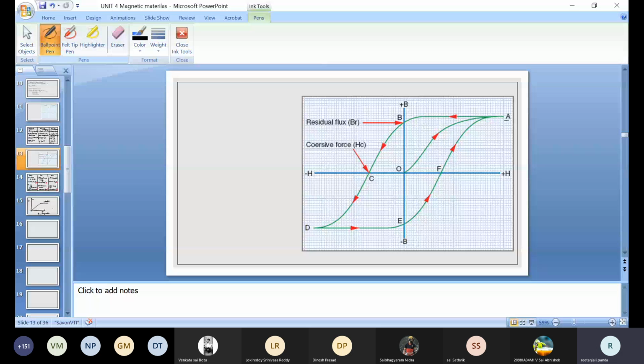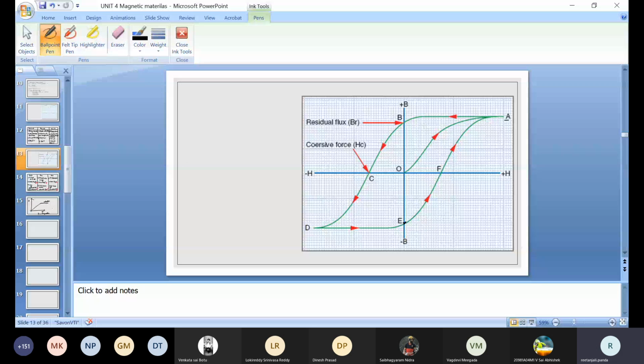So this is your saturation point. Once it reaches the saturation point, there is no effect of H that we will find in the material. Then if we want to remove that negative flux of magnetization from the material, we will start to increase the magnetic field intensity. If you increase the magnetic field intensity, we find some amount of residual magnetization remains in the material in the negative direction as well, even if the value of H is equal to 0. So this is also a negative retentivity value.